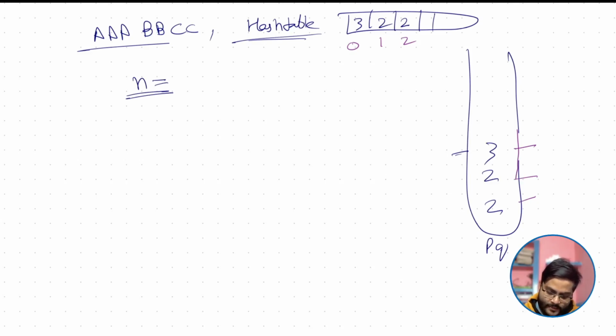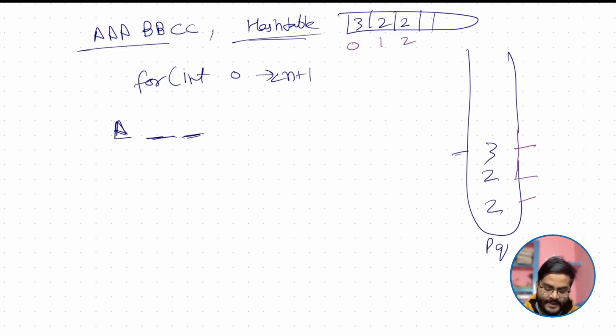So for n time I cannot use this, so I will run a for loop. I will run a for loop from 0 till less than n plus 1, n plus 1 times. Because if I am using this A here, I cannot use this for the next n time. So this is a group of n plus 1. So I will run this loop for n plus 1 times.